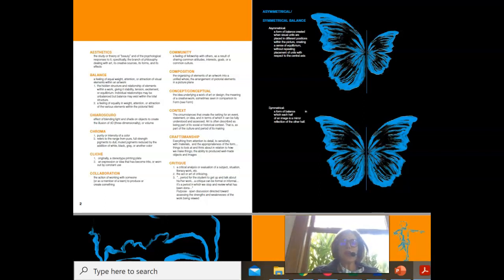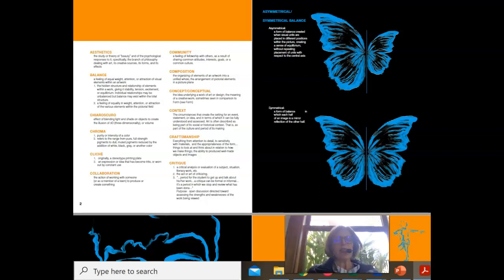Words that you will use in your discussion as you do a formal analysis, talk about the formal properties of works of art. Definitely balance would be a good thing to talk about. A feeling of equal weight, attention, or attraction of visual elements within an artwork. And this is something that's really important that artists talk about in terms of composition.